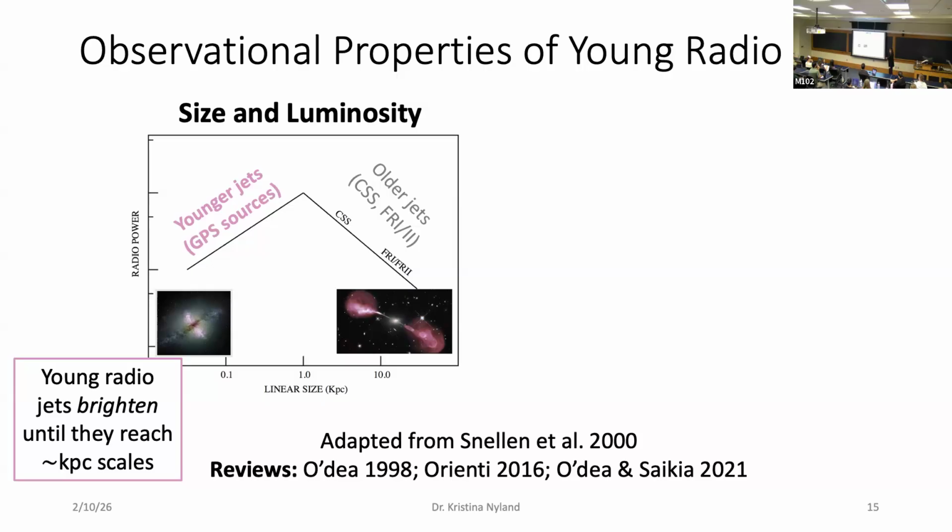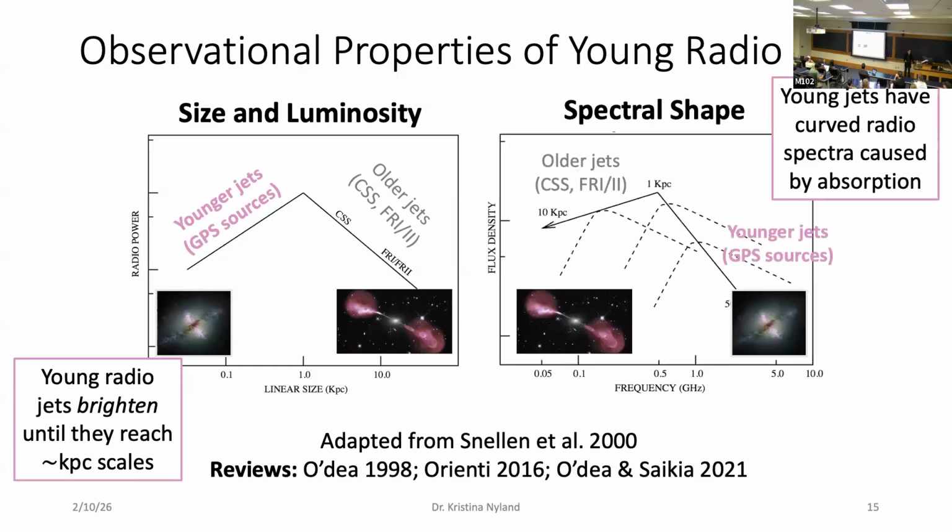As the source expands, it fades a little. And so this is an example of an old AGN. It's a little bit exaggerated since it's a cartoon, but the thing to remember is that young jets brighten until they reach kiloparsec scales. And so finding sources that are very, very slowly rising can be one clue.